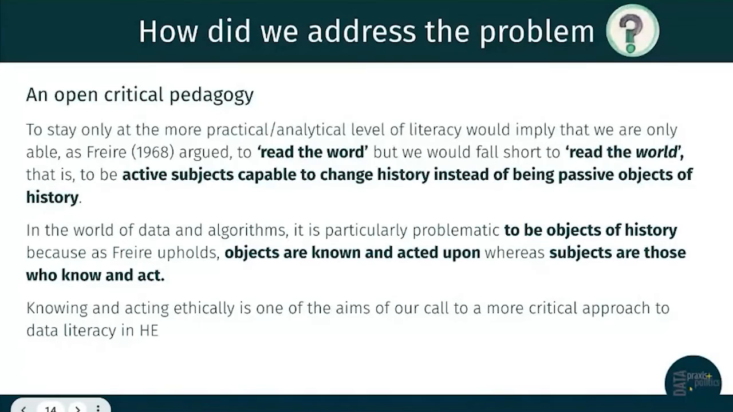And of course, if we think about the world in which we are devising a solution or an intervention, which is the world of data and algorithms, being an object is really problematic because objects are known and acted upon. So we would be only data points for whoever wants to take our social interactions as data points. But we should be subjects that know and are able to act in the datafied society. And it's exactly knowing and acting ethically and critically that is the aim of our critical approach to data literacy in higher education.